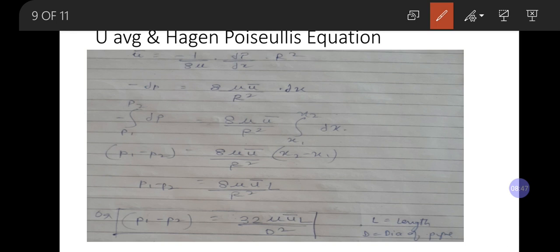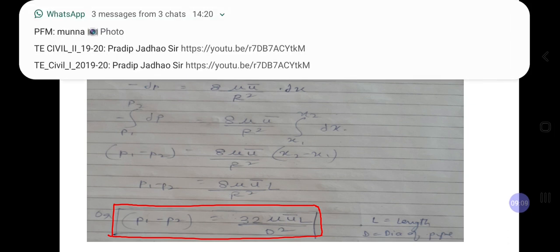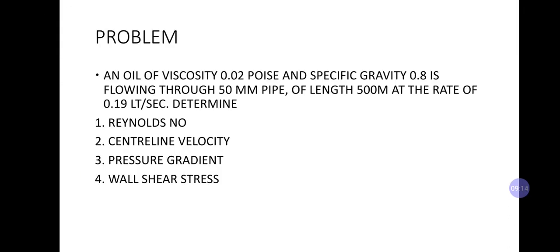So the final equation becomes p1 minus p2 is equal to 32 mu u bar L upon d square, where d is the diameter of the pipe, L is the length of the pipe, u bar is the average velocity, mu is the viscosity, and p1 minus p2 is the pressure difference. So we have seen this. In the next lecture, we will see one problem based on this. Thank you very much.